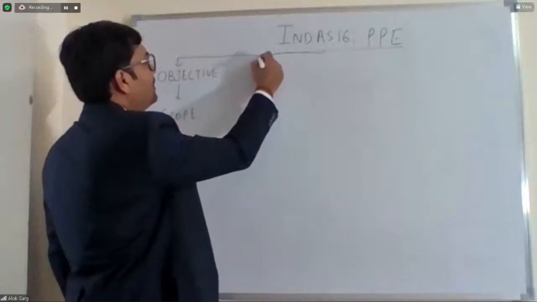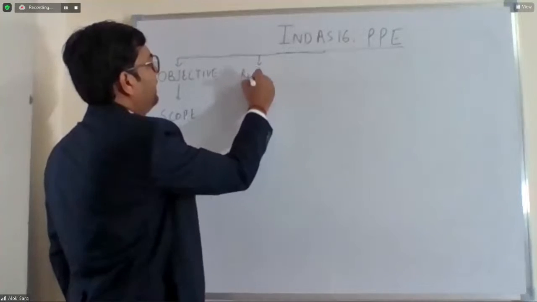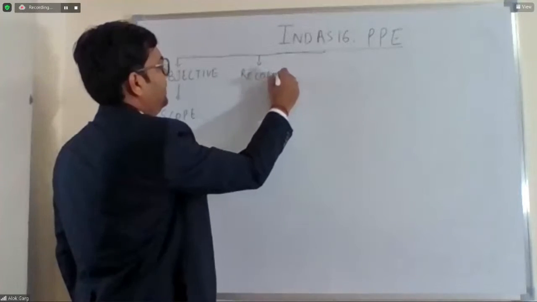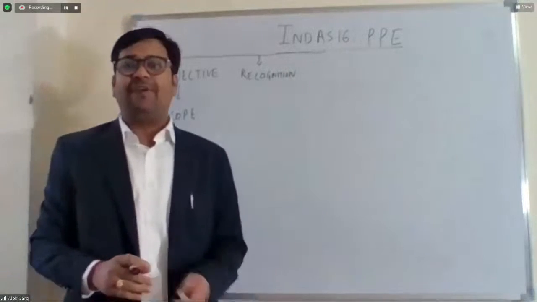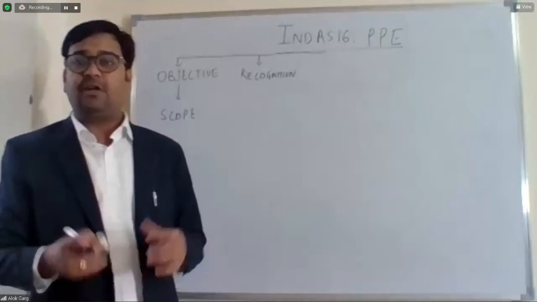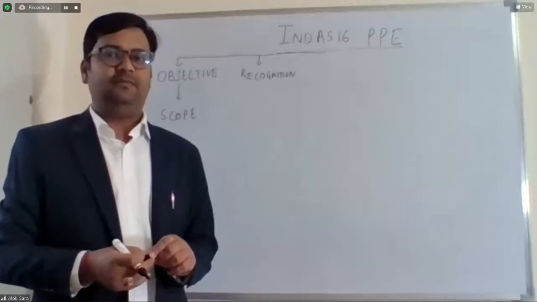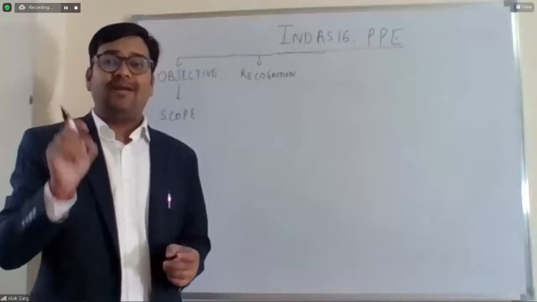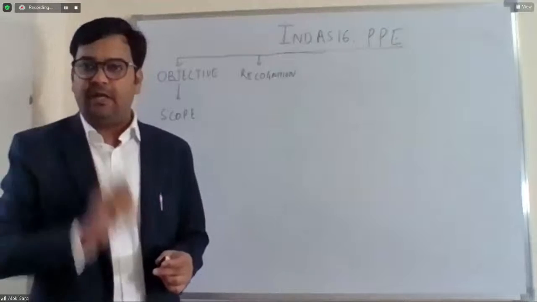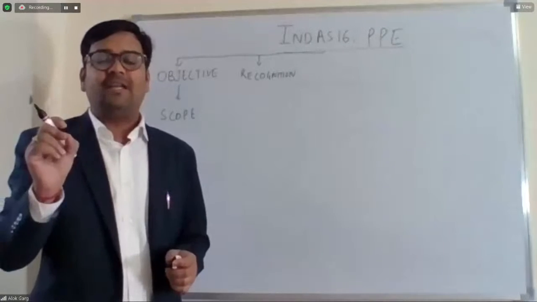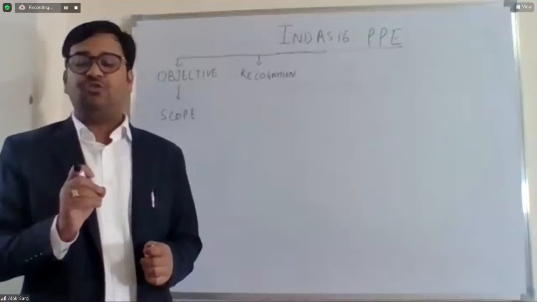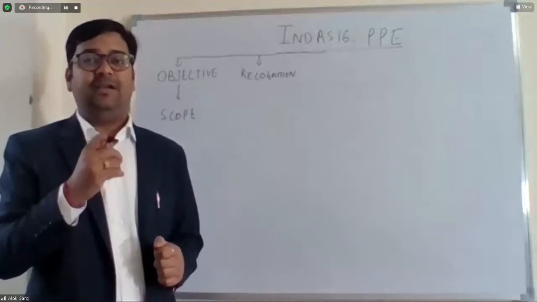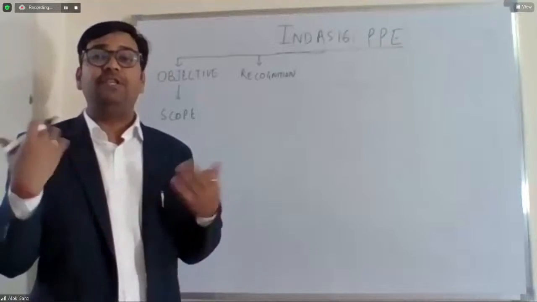Then this standard talks about recognition. What is meant by recognition? It means, for example, the company has purchased a factory, or the company has purchased a truck. Whether that truck is required to be charged to P&L, or that truck is required to be brought into the balance sheet as an asset. If it has to be brought into the balance sheet as an asset, then under which line item?